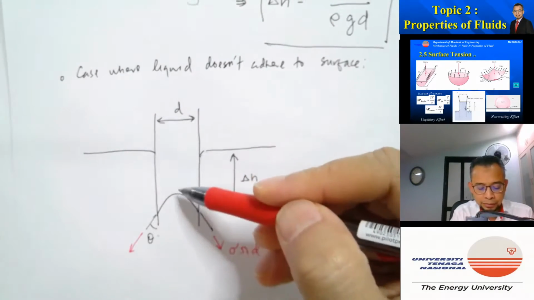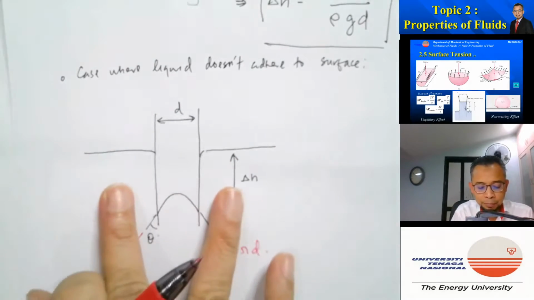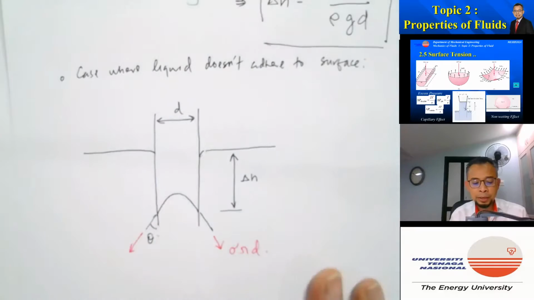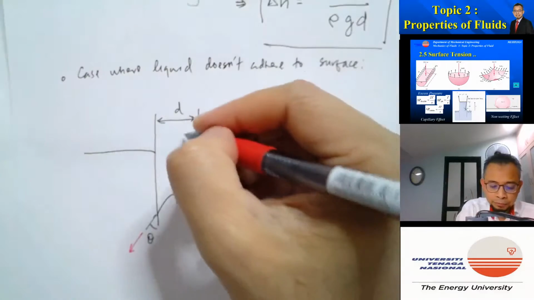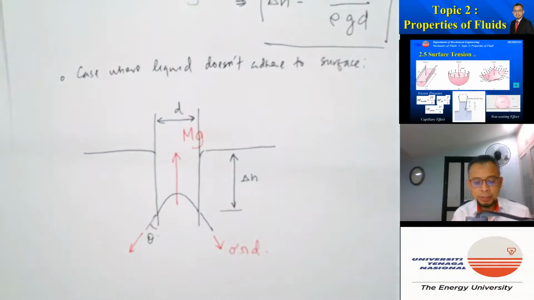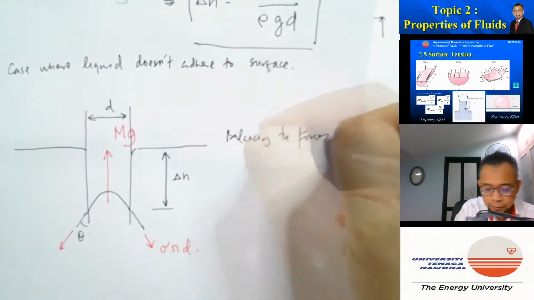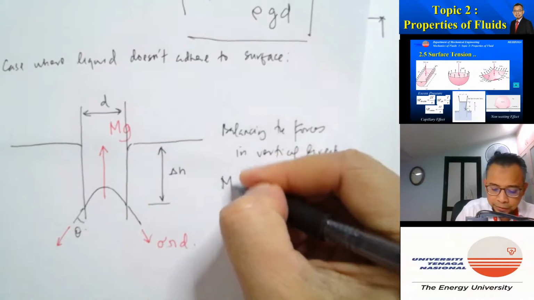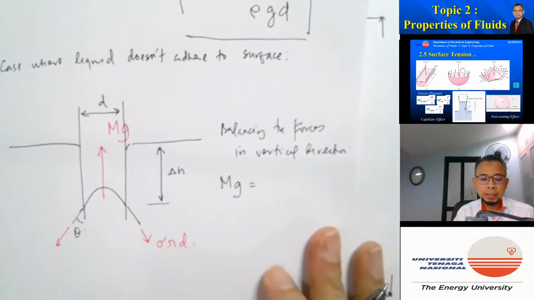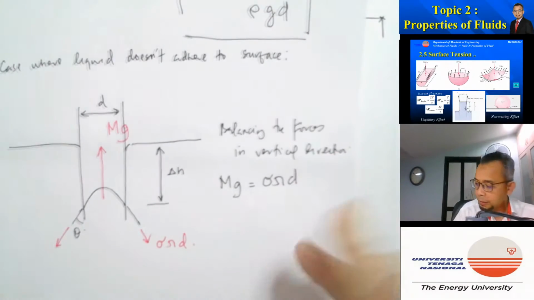Although gravity is pulling it downward, because the mass of the fluid here has been depressed, that means the equivalent mass outside has been pushed up. So we can also write the equivalent force upward, which is equal to mg, and this must be balanced by the surface tension force here. So we can again balance the force in the vertical direction and write the same equation: mg is equal to sigma pi d cos theta.